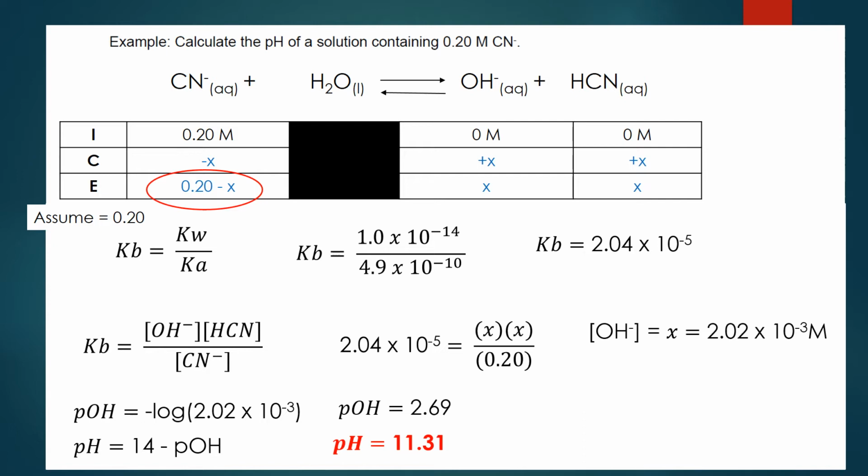So it's very, very similar to the process that we learned for weak acids. The only difference is we've got a couple of extra steps along the way to calculate the Kb, and then at the end to turn it back into a pH value.